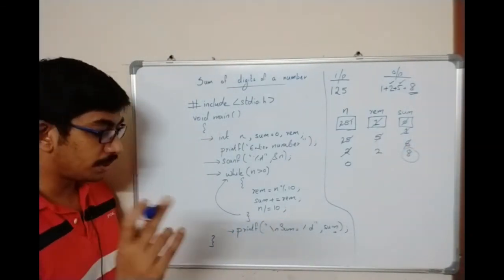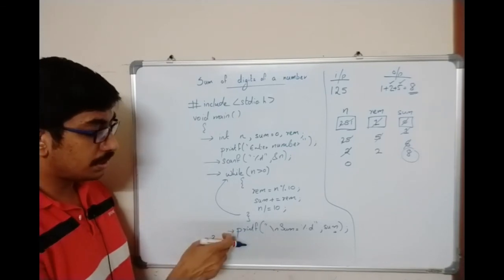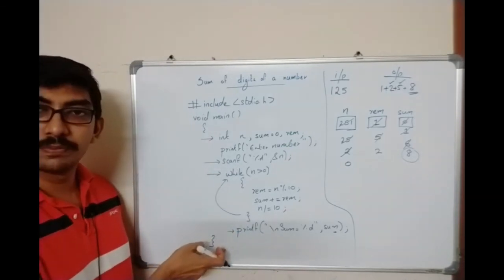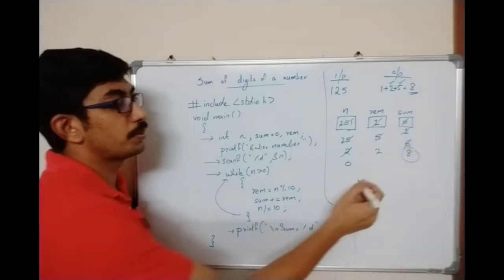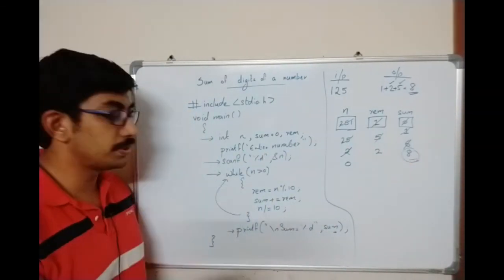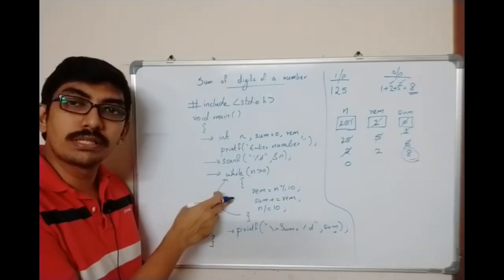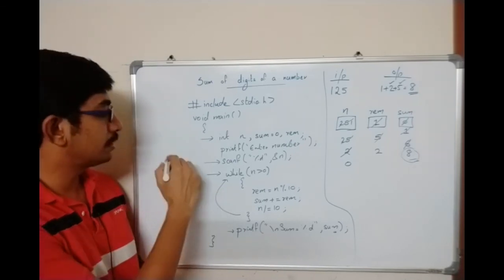Here you can see one more thing. The printf statement is written outside the loop. Just think of the output. Output will be displayed only one time, which means it doesn't have to be placed inside the looping statement. I think the code is clear for you.